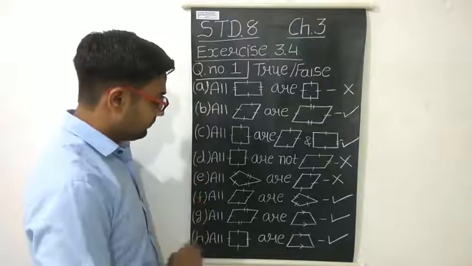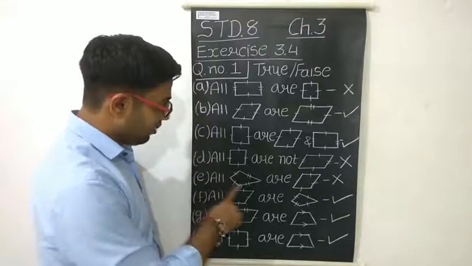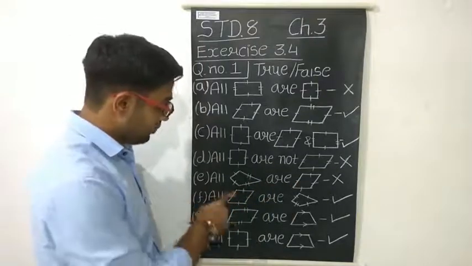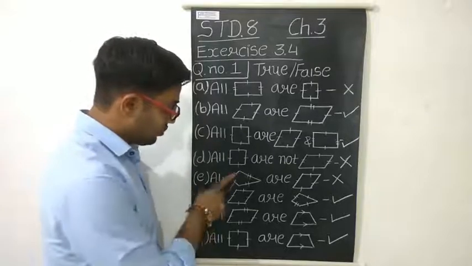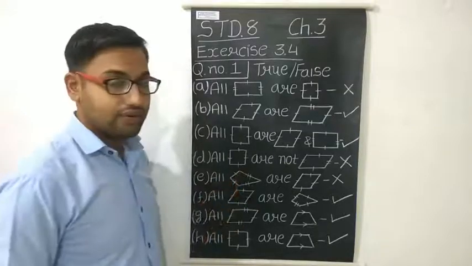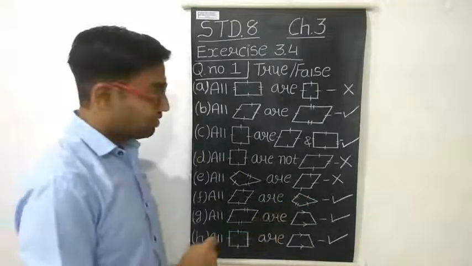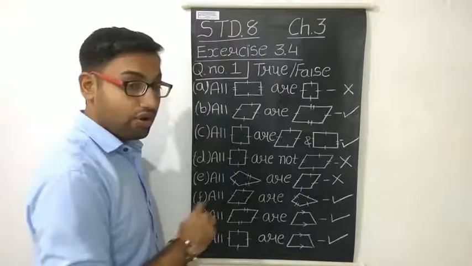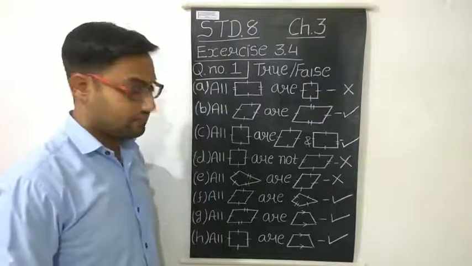Okay. E. All kites are rhombus. This is the symbol of a kite. Now what is the property of a kite? That adjacent sides are equal. So these two sides are equal and these two sides are equal. So what is the minimum requirement to have a rhombus? To have a rhombus, all the sides must be equal. So a kite cannot satisfy this condition. That is why this statement is false.